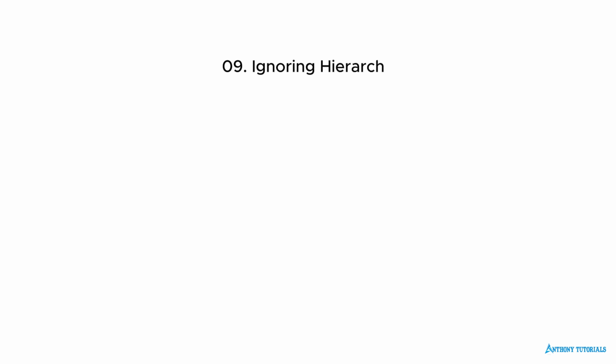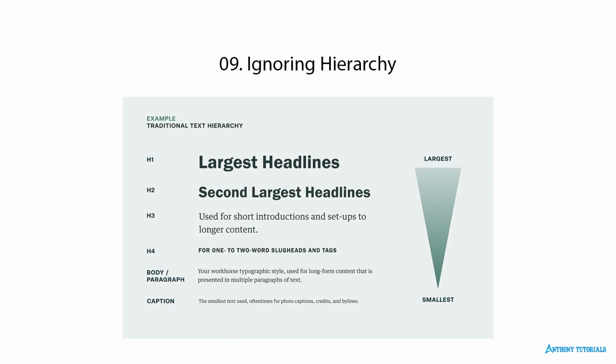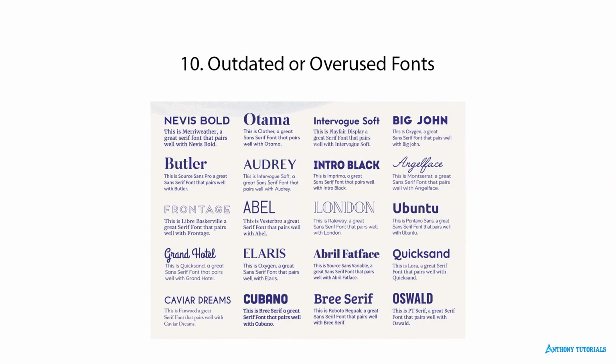9. Ignoring hierarchy. Failing to distinguish headings from body text or emphasize key elements. Result: readers struggle to navigate the content and identify the most important information. 10. Outdated or overused fonts. Fonts like Comic Sans, Arial, or Times New Roman used inappropriately. Result: conveys a lack of creativity or professionalism.